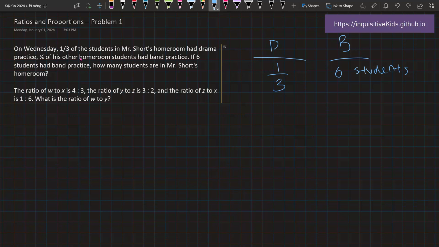Well, we have to be careful when reading this problem. It says 1/4 of his other homeroom students. So 1/4 of the remaining students that have not already gone to drama practice. So we first have to subtract 1/3 from 1/2. So that's 2/3. And times 1/4 to that.